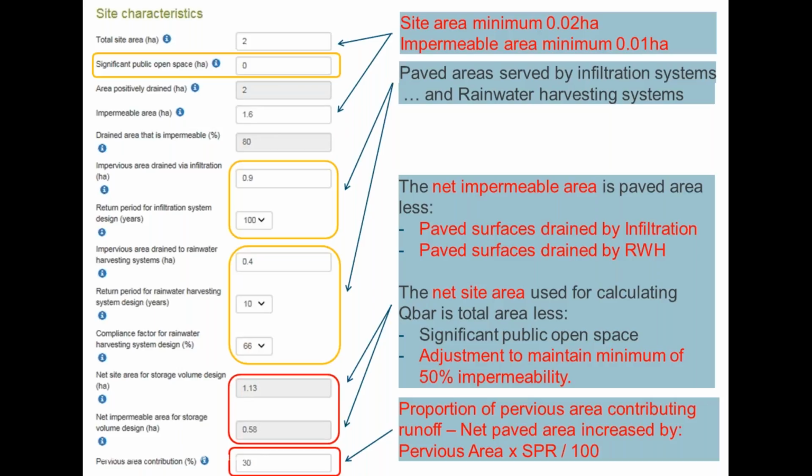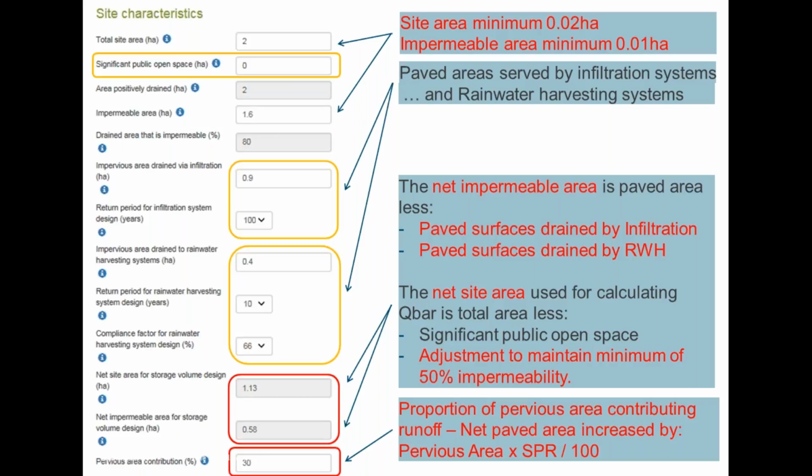The top box with the red text in it points to the total site area and the impermeable areas, where the minimum has been reduced down to 0.02 of a hectare and 0.01 of a hectare respectively. And this has been requested a number of times because there are small sites which were smaller than the 0.1 of a hectare limit, which had been set before. 0.01 of a hectare effectively is 100 square meters, which is effectively a very large property.